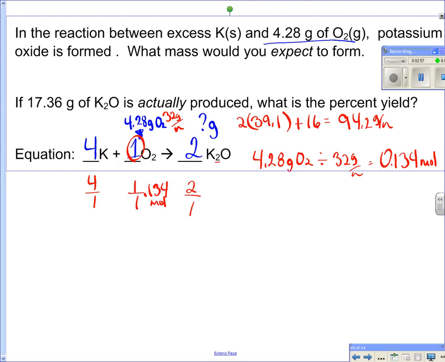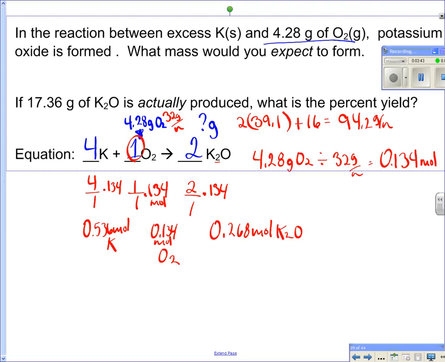I'm going to take that number, and I know I have 4 times as much of K, so I'm going to multiply by 4 to figure out my K, and I'm going to multiply by 2 to figure out my K2O. I know it doesn't ask anything about K, but I like to give a big picture of what's going on so you can see what has to happen. When I multiply it all out, I find that 0.536 moles of K will react with 0.134 moles of O2, and it's going to produce 0.268 moles of K2O.